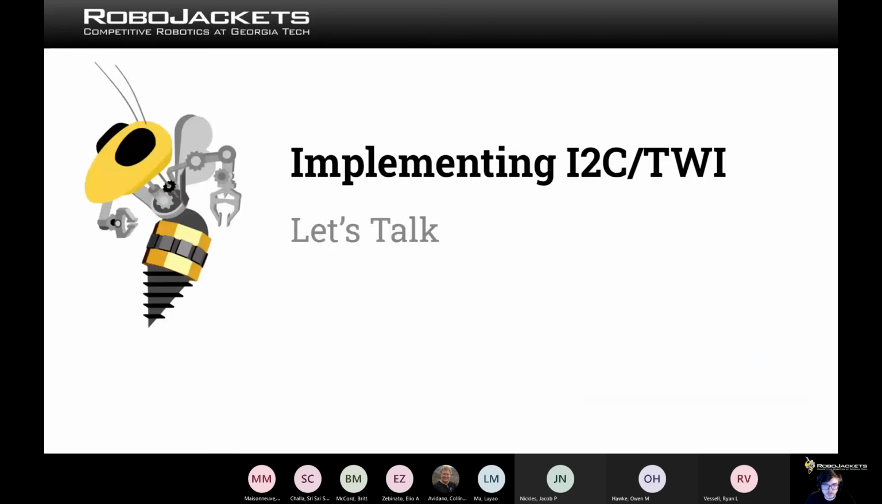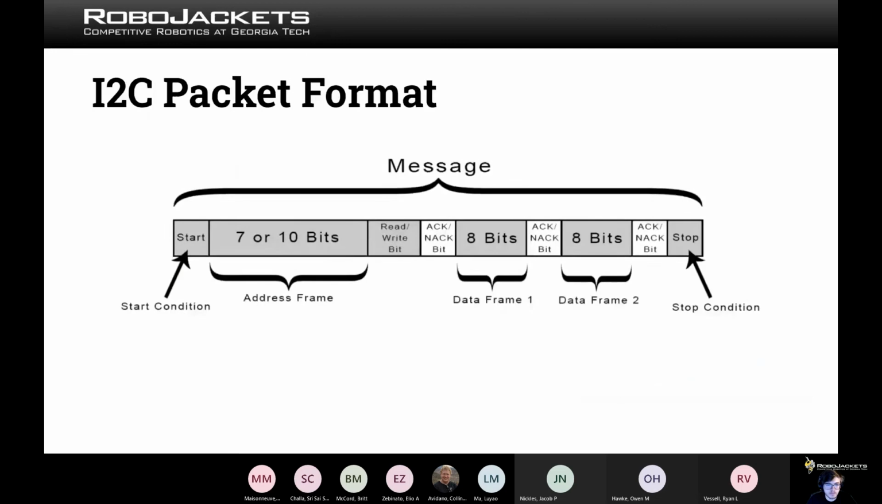Now we'll talk about a specific example of a protocol. So we'll be talking about implementing I2C/TWI. So as I said before, I2C has frames or a packet.